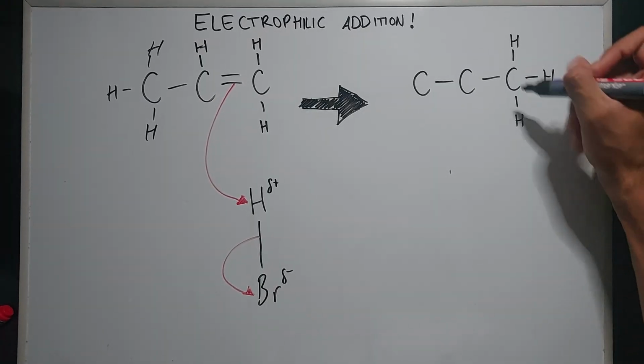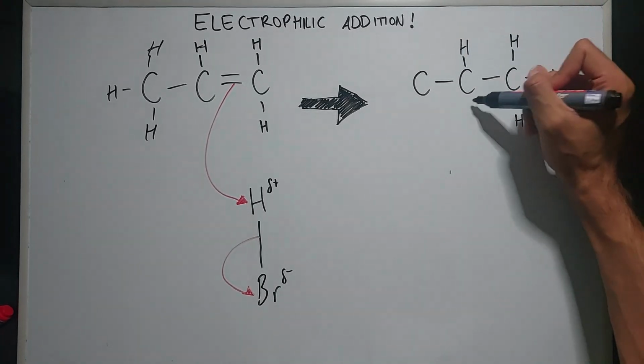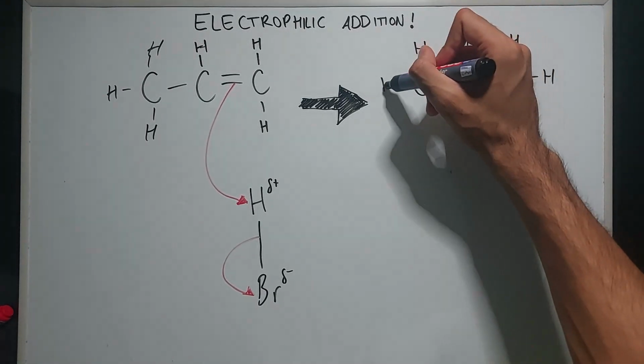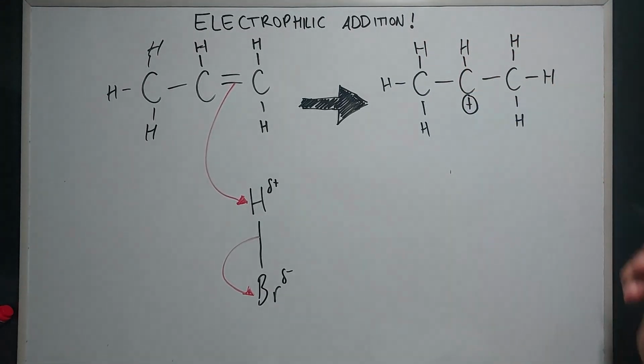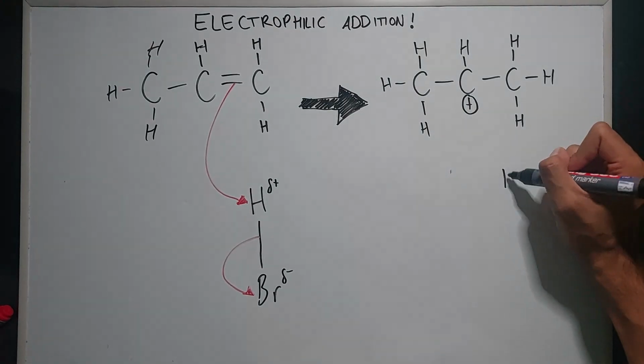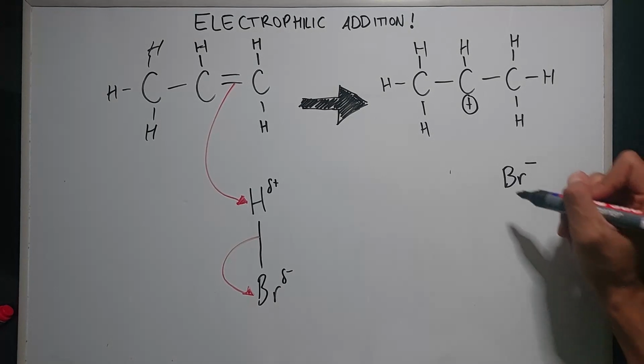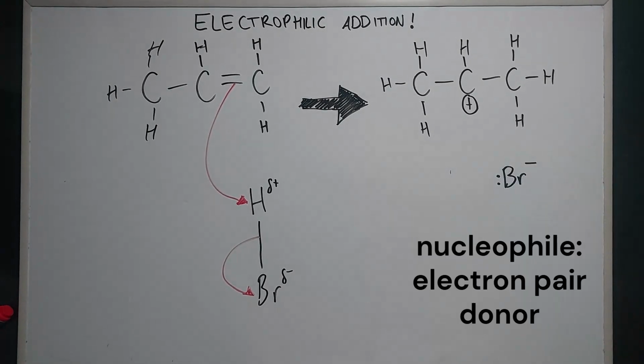This creates a carbocation intermediate, the middle stage of our electrophilic addition. We have a positive charge on this carbon, forming a carbocation, because this carbon only has 3 bonds rather than the usual 4. Since the electrons from the hydrogen-bromine bond have gone to the bromine, it has now become a nucleophile. It needs to get rid of all the extra electrons it has.